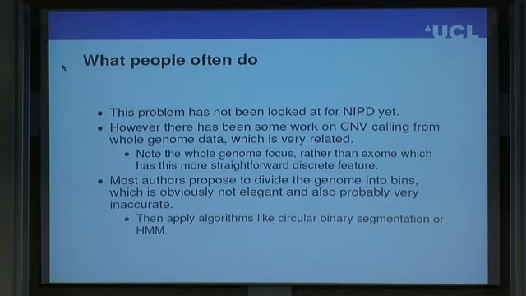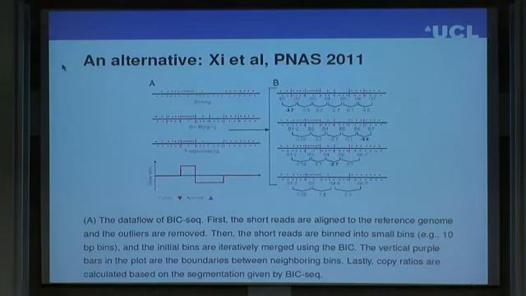It's not elegant, probably quite inaccurate. Almost all the algorithms, CBS or HMM that comes next, do rely on the presence of those bins, which I think we want to avoid in that case. There is that paper in PNAS published in 2011. It's been edited by Tibshirani, so I guess it's a good stamp of approval of some sort.